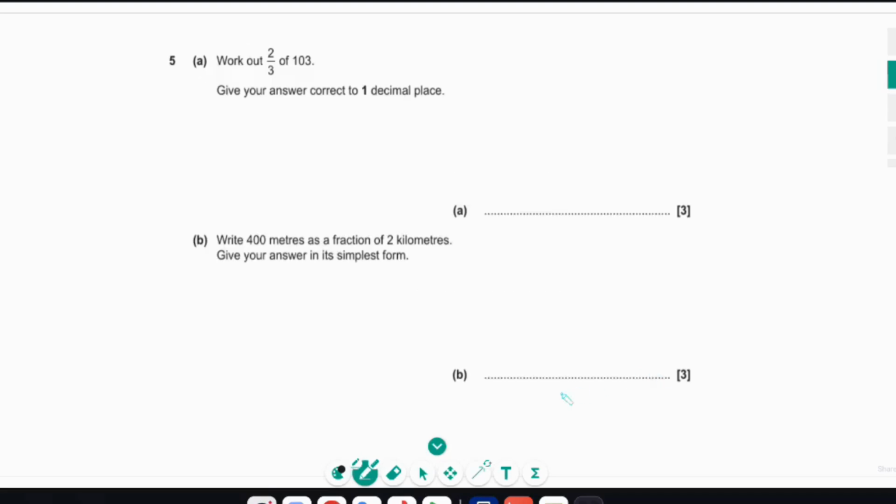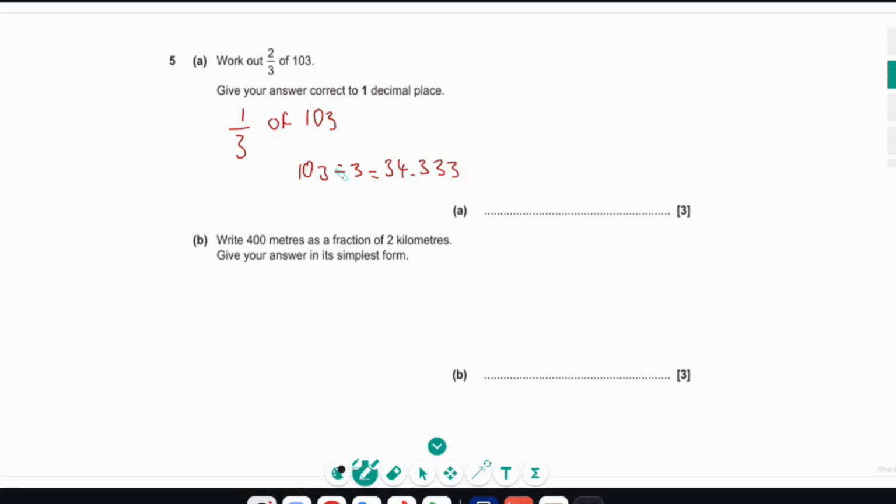Work out 2/3 of 103, correct to 1 decimal place. I'm going to work out a third first. To work out 1/3, you split it between 3. We're dividing it by 3. Again, use your calculator, and you can see you get 34.3 recurring.